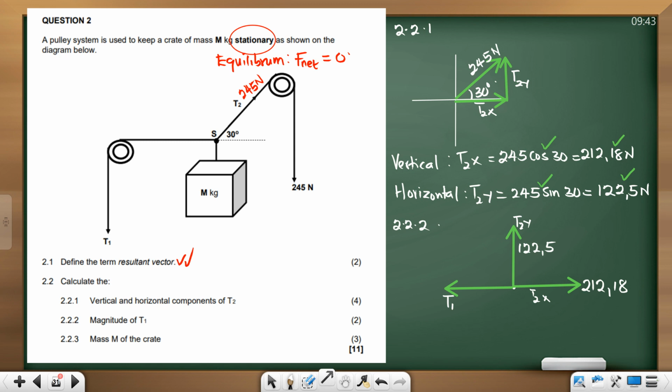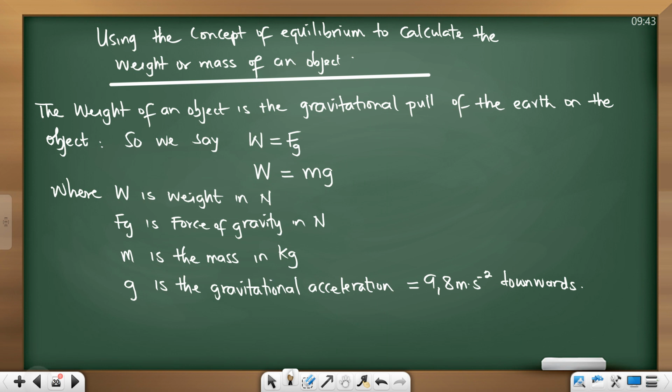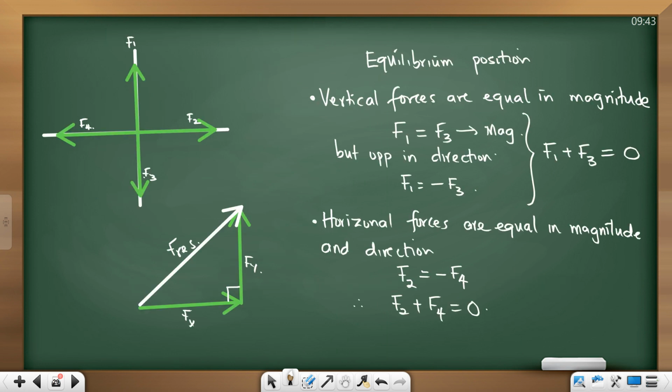212,18. By the way, what force do we have here? We have the weight. We spoke about the weight. The weight is always acting down. Look at the force diagram we have. We are told this thing is stationary and it's at equilibrium. Can I take you back to my notes? If it is at equilibrium, what do you notice?